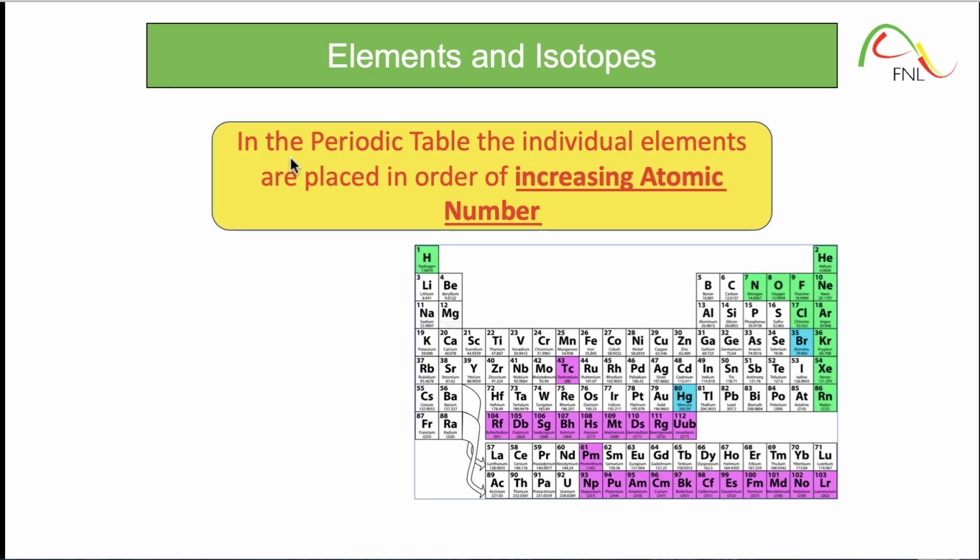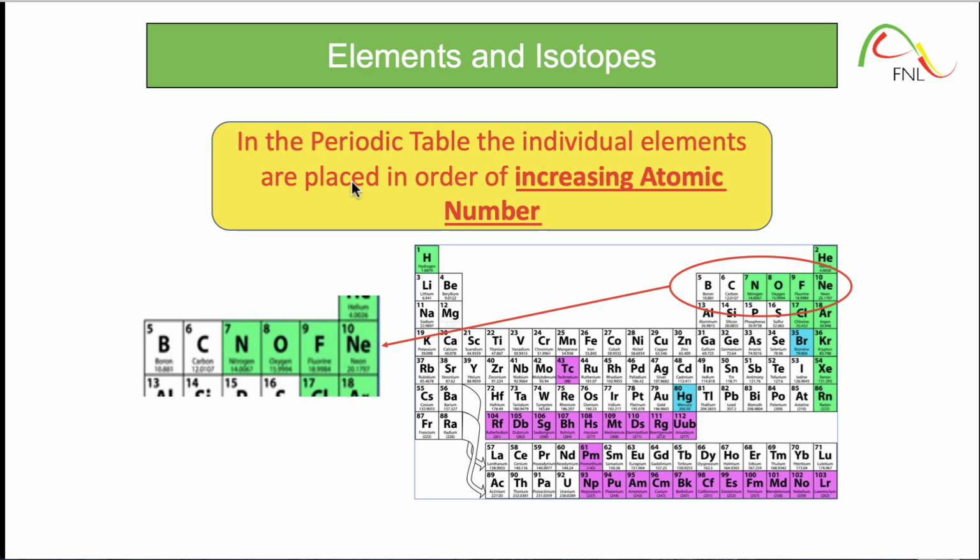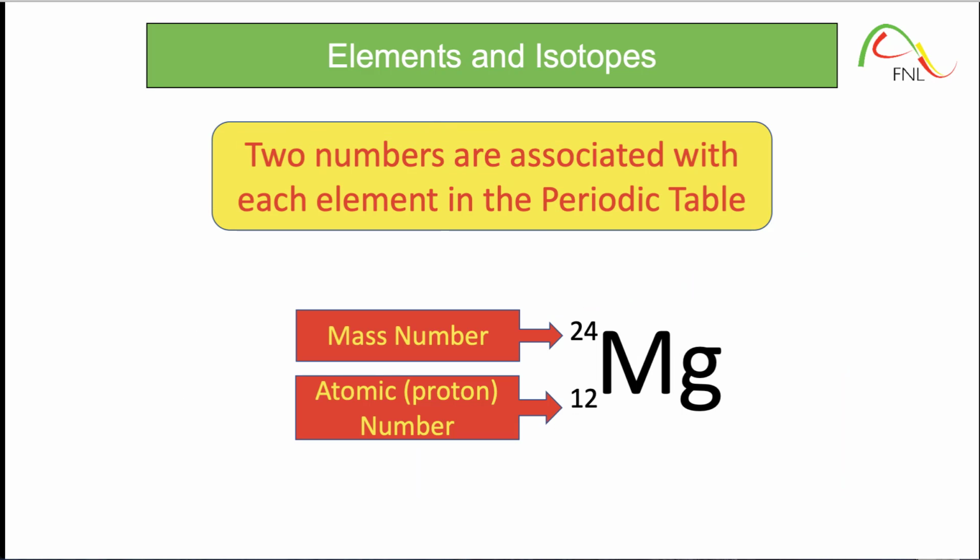In the periodic table, the individual elements are placed, as we learned earlier, in order of increasing atomic number. And here we can see a block of these. We've got boron 5, carbon 6, nitrogen 7, oxygen 8, fluorine 9, and neon 10. Now for every element in the periodic table, there are two numbers associated with it. So here we've got, for example, magnesium. Magnesium has got a mass number 24 and an atomic or proton number of 12.